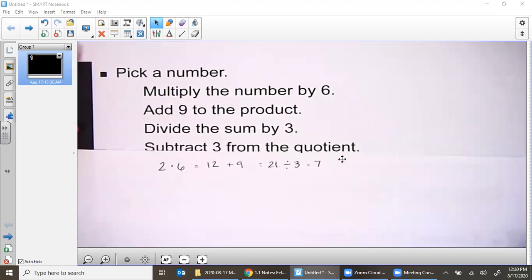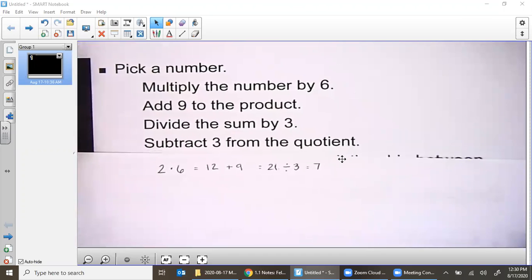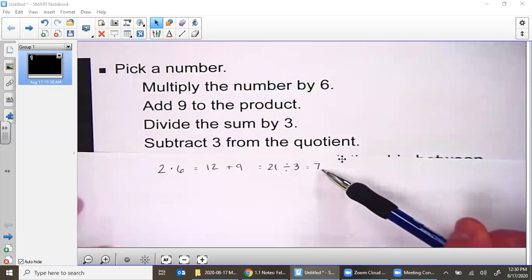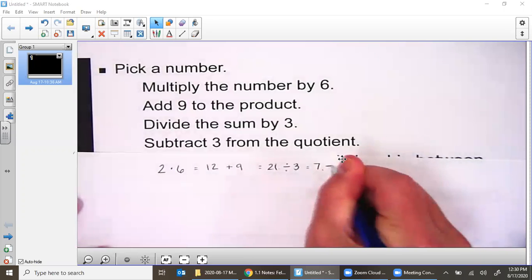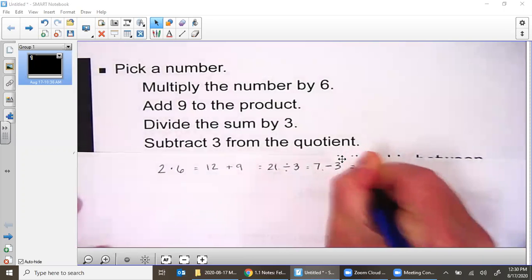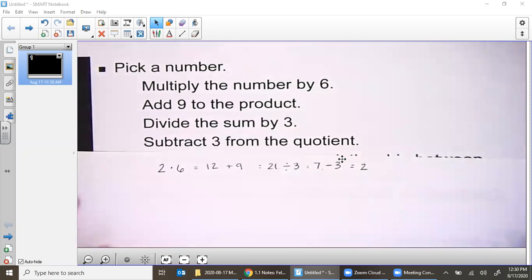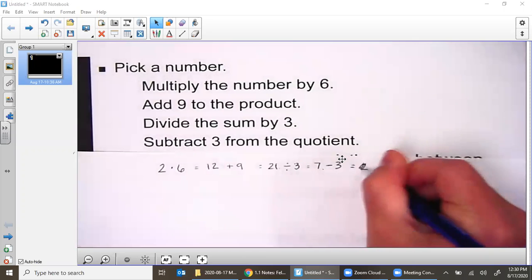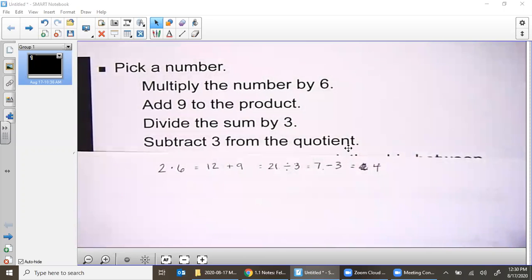Okay, next, I want you to subtract 3 from the quotient. So my quotient was 7. I'm going to subtract 3 from it, and I got 2. Just kidding. I got 4.